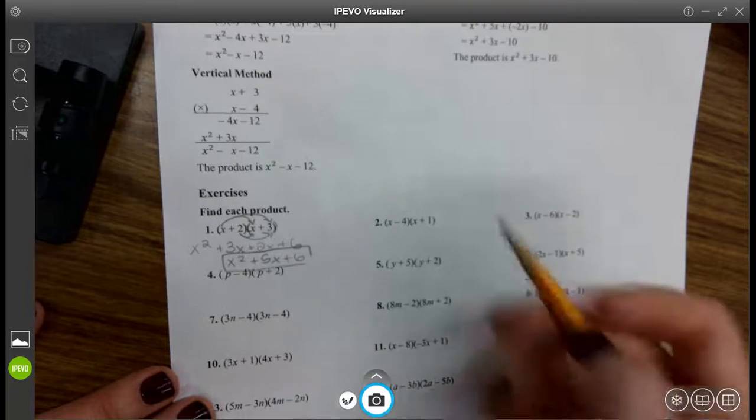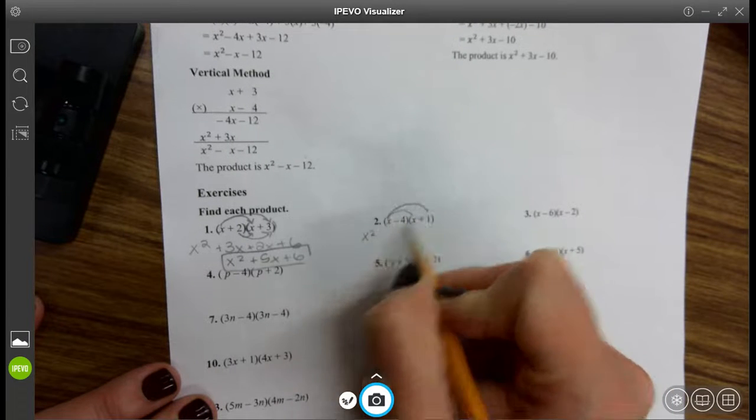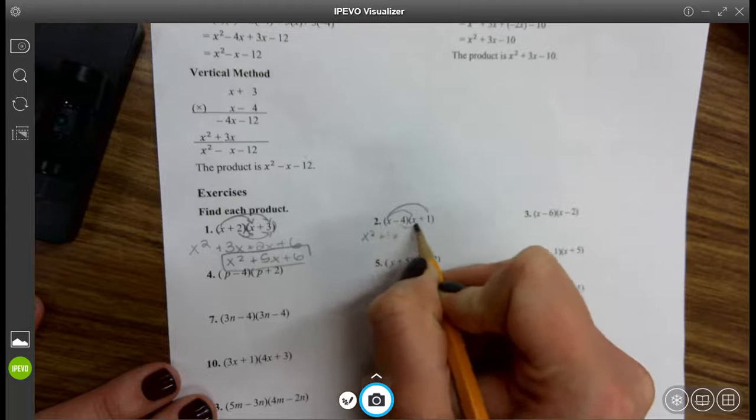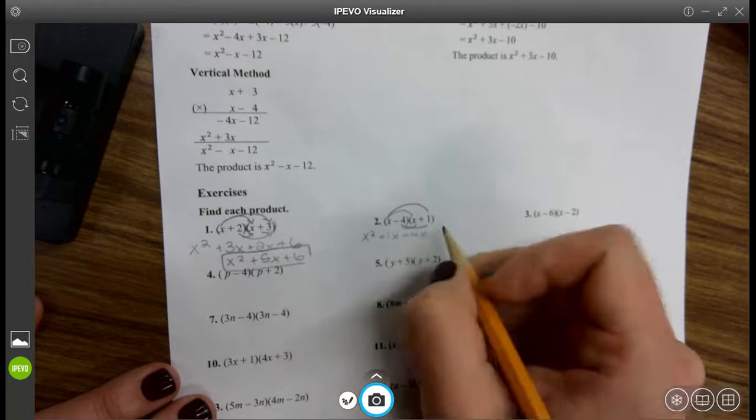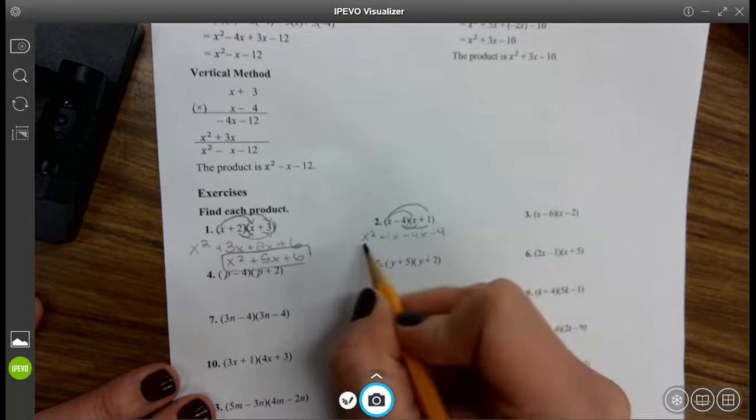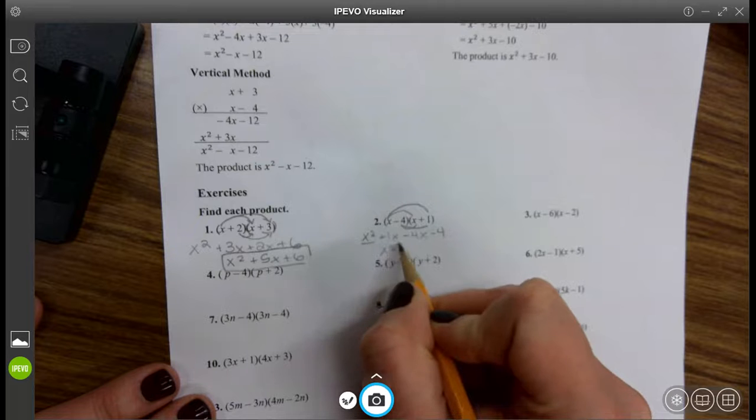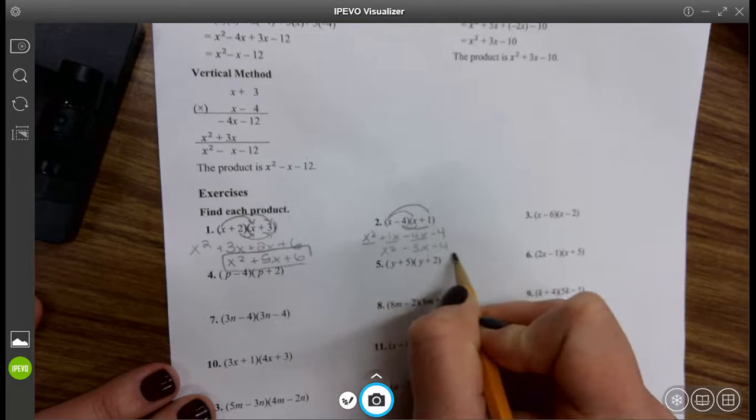Let's try it again. Double distribute. x times x, x squared. x times 1, 1x. Negative 4 times x is negative 4x. Negative 4 times positive 1 is a negative 4. We have four terms. We should end up with 3. I have no other x squareds. A 1x and a negative 4x is a negative 3x, minus 4. I have a trinomial.